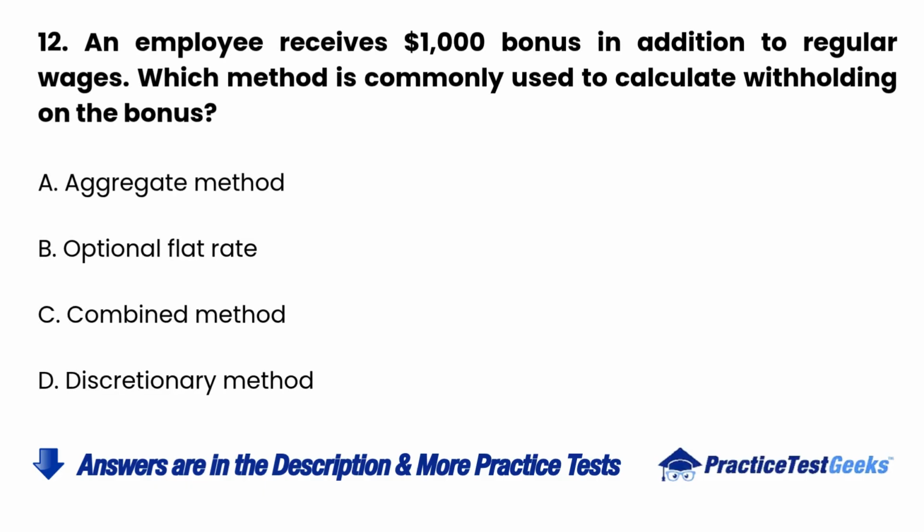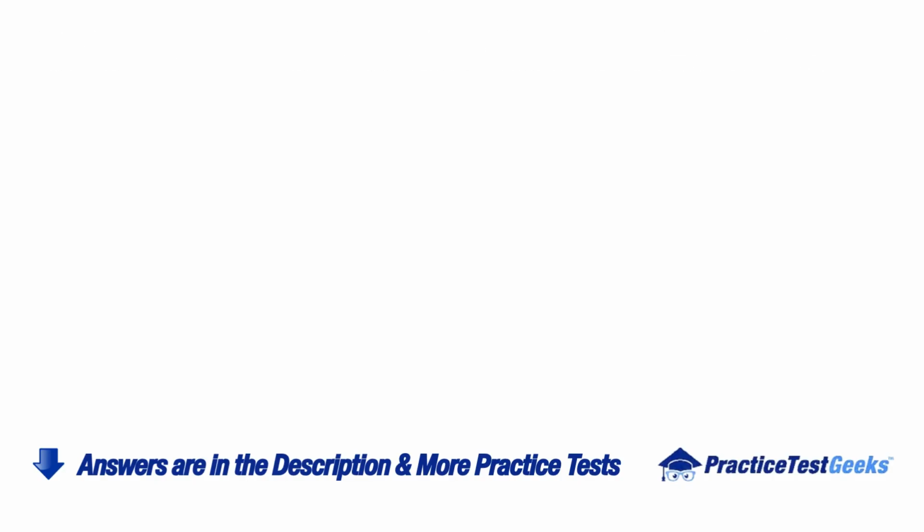12. An employee receives a $1,000 bonus in addition to regular wages. Which method is commonly used to calculate withholding on the bonus? A. Aggregate method. B. Optional flat rate. C. Combined method. D. Discretionary method.